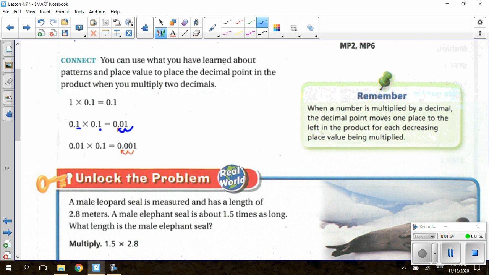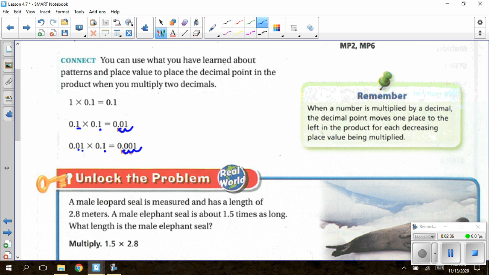And then for the next pattern, 1/100th times 1/10, well, I have 2 digits behind the first decimal, and then for the second decimal, I have 1 digit. So that gives me a total of 3 digits behind decimal place values. So from the end of the 1, swooping 1, 2, 3 decimal place values, that does give me the final answer of 1,000th. So we need to remember when a number is multiplied by a decimal, the decimal point moves 1 place to the left in the product for each decreasing place value being multiplied.